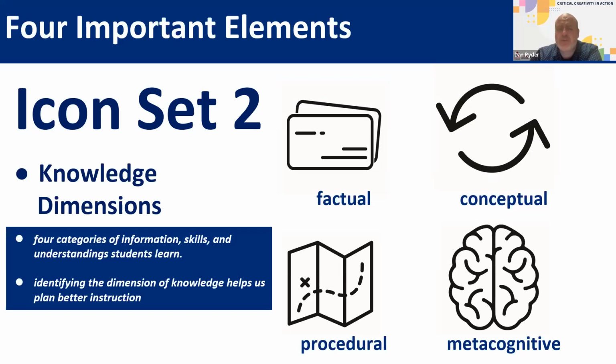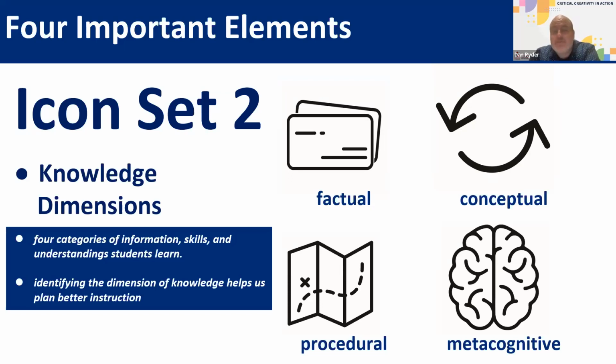And then conceptual knowledge, indicated here by these two arrows kind of cycling around. That relates to big ideas and abstract concepts. So this might include cultural understandings like the American dream, or even social skills like empathy. Then there's procedural knowledge, and we have a map to indicate those. That refers to processes which might include the stages of a conversation or steps in the writing process.